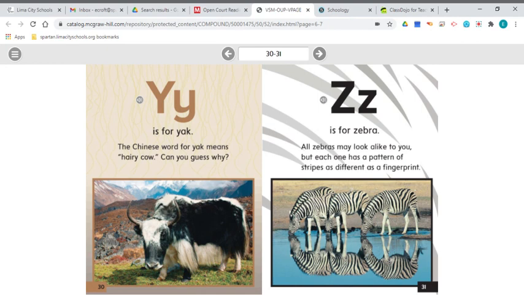Y is for yak. I was right. I can confirm that prediction. The Chinese word for yak means hairy cow. Can you guess why? Take a look at our friend the yak there.